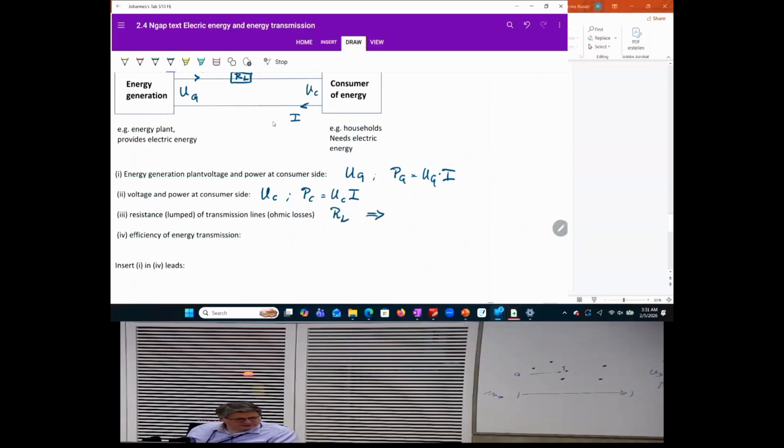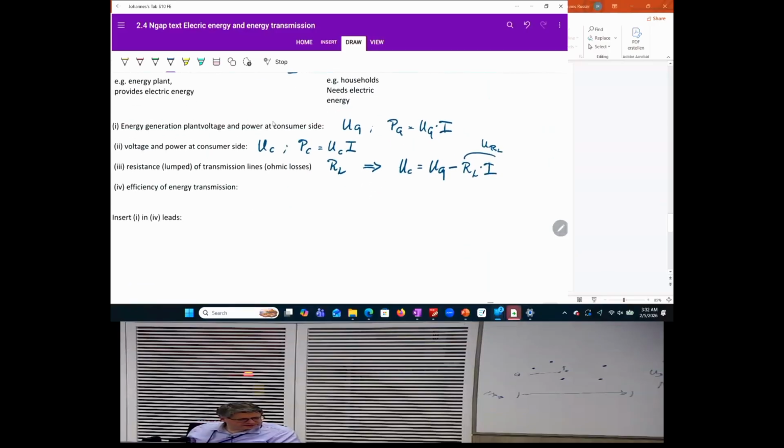And we know then what the voltage at the consumer side is. That is the voltage at the generator less the voltage drop that happens over the ohmic resistor, and that is given by the ohmic resistance and the current. So that would be our U_RL. That's the voltage drop over the resistor.